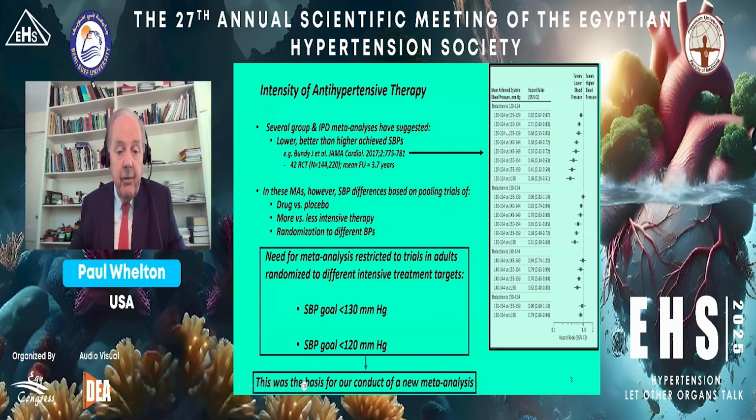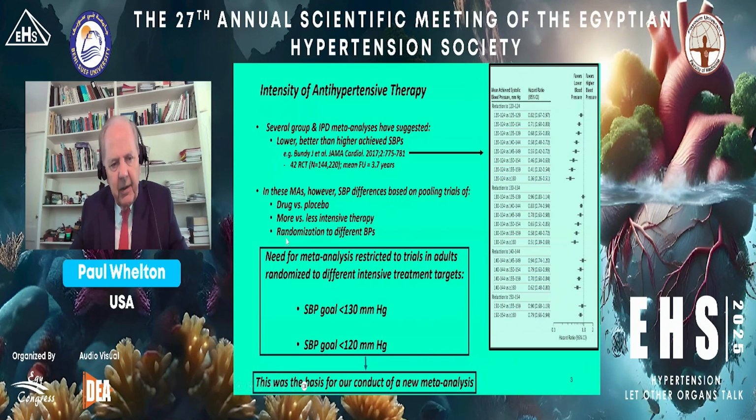Now, so these are powerful meta-analyses. One caveat is that they look at blood pressure differences in three different ways. They take trials that have compared drug versus placebo, more versus less intensive therapy, and randomization to different blood pressures. Obviously, the best of these would be randomization to different blood pressures. These would be, if you will, the gold standard trials. So we felt there was a need to do a meta-analysis that restricted the analysis to these types of trials, and we felt there were enough of these types of trials to make a meta-analysis meaningful.